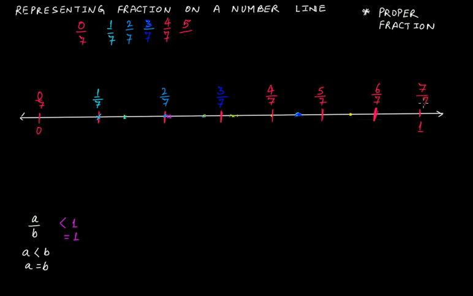So you can see that the denominator will tell you in how many equal parts you have to divide your line, the distance between 0 and 1. Then you can represent the fractions on the basis of this number. If it is 0, then it will lie at 0. If the numerator and denominator are equal, then that will lie on 1, and then you can represent the rest of the fractions on the basis of what is in the numerator.